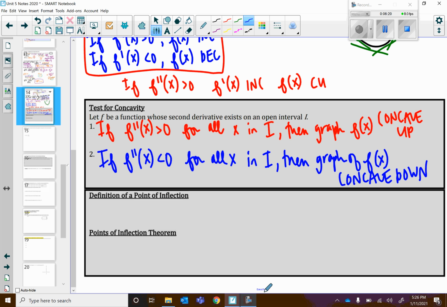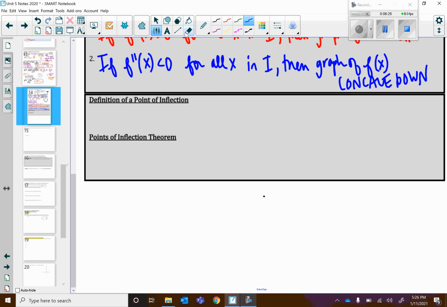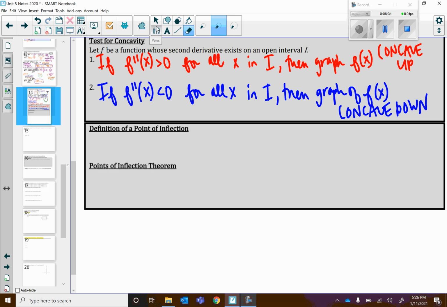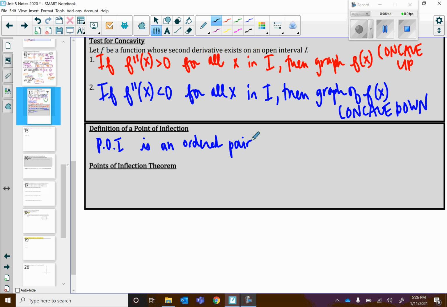Two definitions for you. The first is the definition of a point of inflection. A point of inflection is an ordered pair where the graph changes concavity. The graph changes concavity, so either going from concave up to concave down.